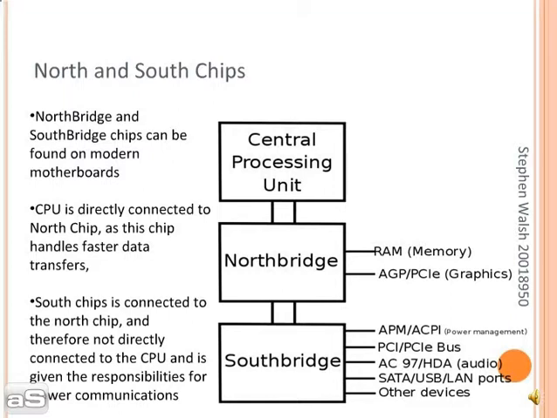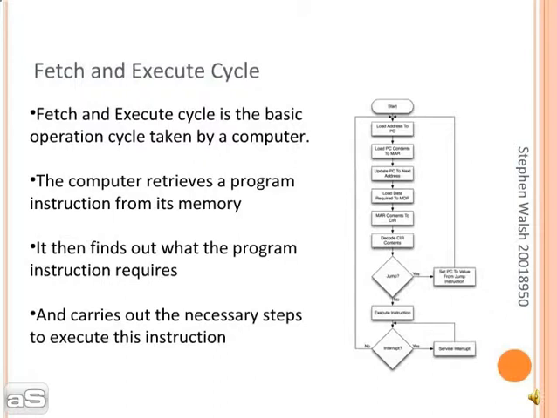The CPU is connected directly to the North chip, as this chip is responsible for faster data communications. The South chip is connected to the North Bridge chip, and the North Bridge chip is connected to the CPU. Therefore, the South Bridge chip is not directly connected to the CPU and is given the responsibility of slower data communication.